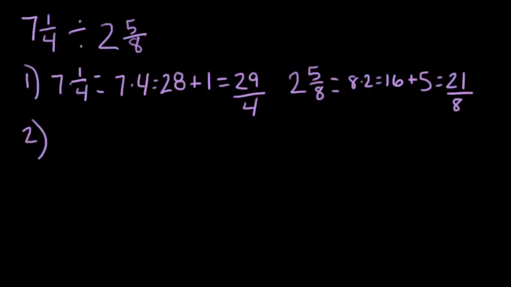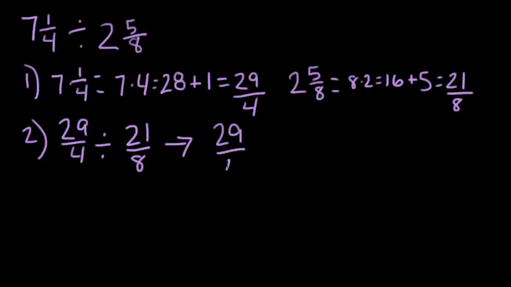So now let's rewrite that with our improper fractions. 29 over 4 divided by 21 over 8. Now we need to invert the divisor. So that'll take us to the same number here divided by, instead of 21 over 8, we'll flip that, 8 over 21.